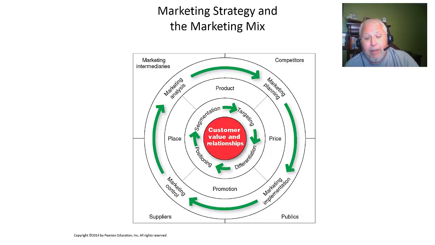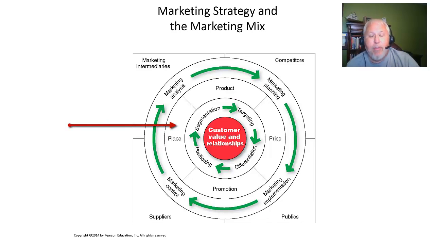The core of marketing strategy is, of course, creating customer value, and through that, long-term relationships with the customer. I mean, after all, that's what marketing is all about. And the way you do that is the next ring out. We're going to talk about segmentation, targeting, differentiation, and positioning. We're going to talk about each of those elements.